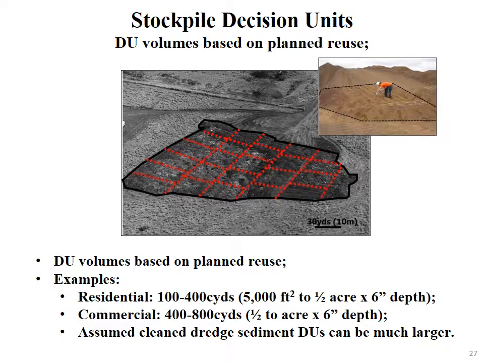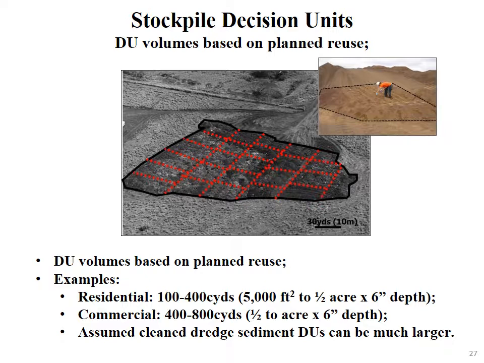So if you were going to reuse this stockpile for residential redevelopment, then you divide the stockpile up into 100 cubic yard DUs, or up to 400 cubic yards, depending on what you can use it for. Each one of the DUs, you're going to collect a single multi-increment sample. In 10% of the DUs, then you're going to collect triplicates. Again, the same as you would do in testing batches of samples at a laboratory. They don't run QC samples on every single sample they test. They do it for batches of similar samples. So in this case, 10% of the DUs, you're going to collect triplicate samples.